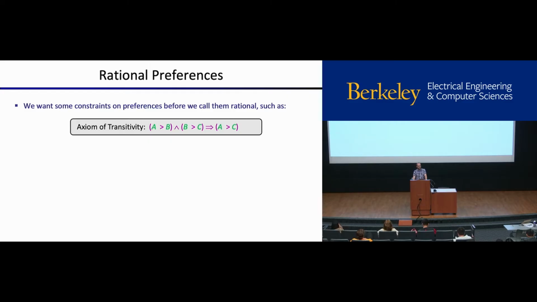That is transitivity. If you prefer A to B and you prefer B to C, then you must prefer A to C. If you don't, we're going to say that your preferences are irrational.